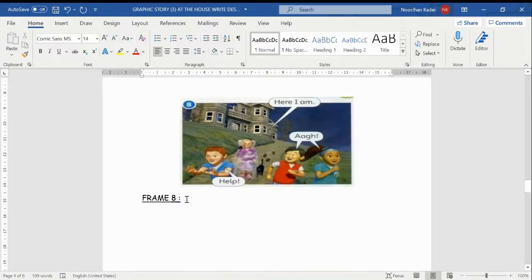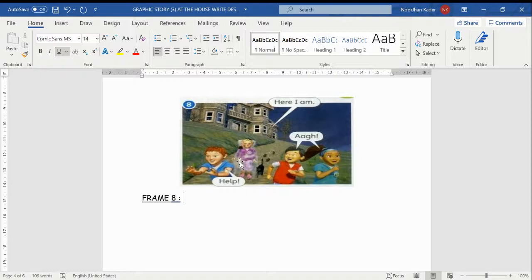Okay, frame 8. "Here I am." That means she tells them that she's already outside, but they couldn't see her. So suddenly, when she was visible and they saw her full of dirt and dust, they got scared. They got scared, and also because the animals followed her, that made it even scarier for them.